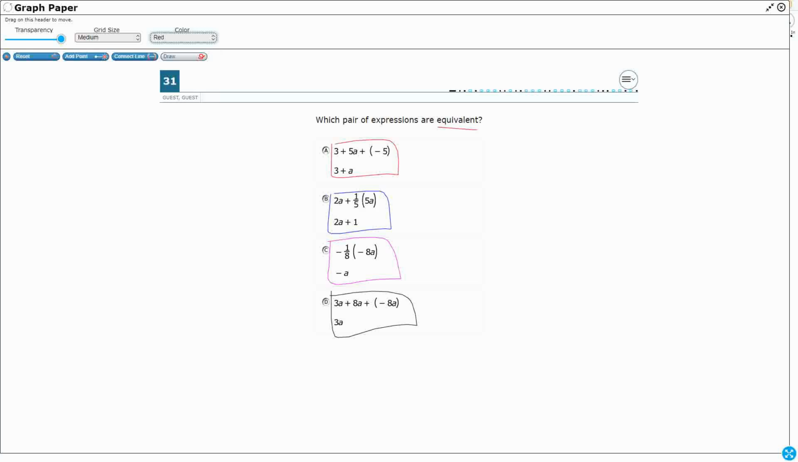So I'm going to copy this over here. 3 plus 5a plus negative 5. And the question is, does this equal, because equivalent means equal, 3 plus a?